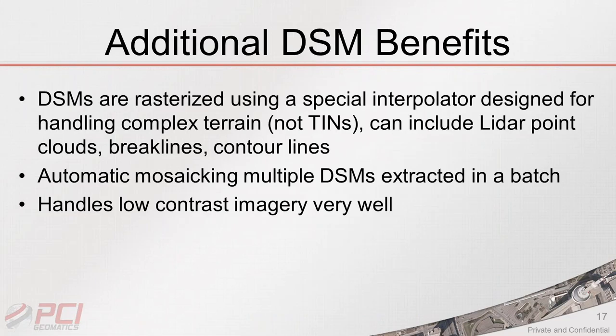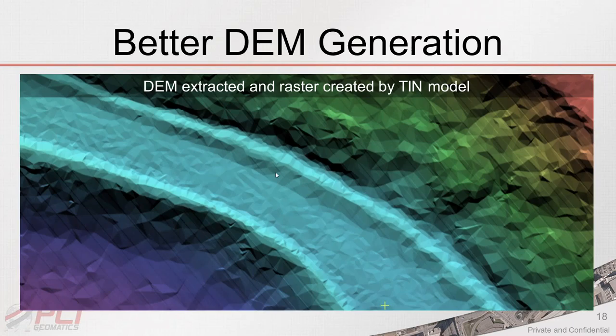We automatically make sure to take the centermost parts of the images when we use the different DSMs. And we also have special handling of low contrast imagery. So this is another area where we've had a marked improvement in our correlators in order to handle this kind of data. So let's first take a look at, say for example, another software that would use a TIN model concept in order to generate the digital surface model.